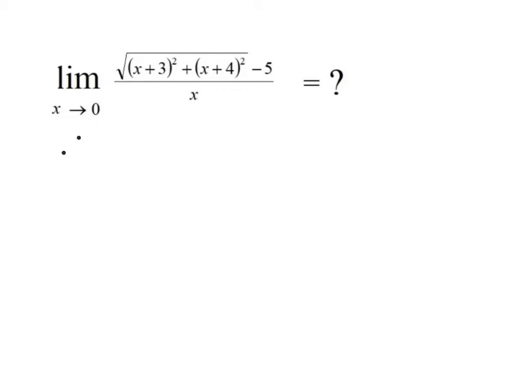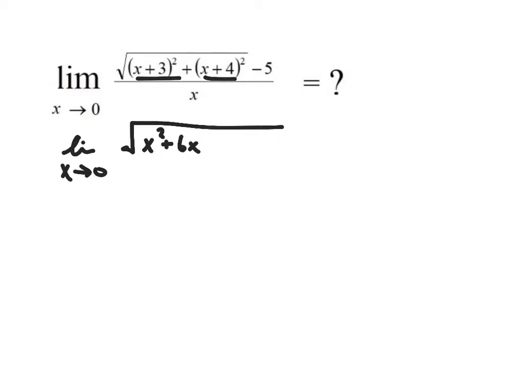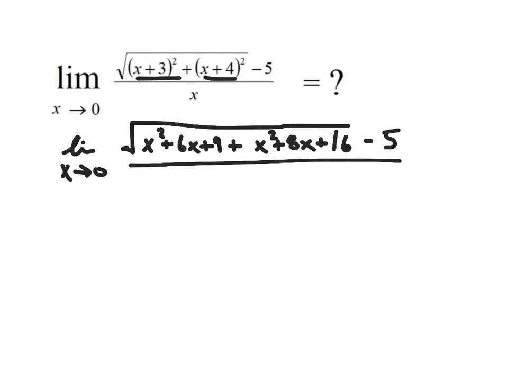So I'm going to write the limit as x approaches 0 of the square root. And what I want to do here is expand these out and multiply them. So x plus 3 squared is going to give me x squared plus 6x plus 9, plus x plus 4 squared, which is going to give me x squared plus 8x plus 16. All of that under the same root, and then minus 5, all divided by x. And what is that equal to?